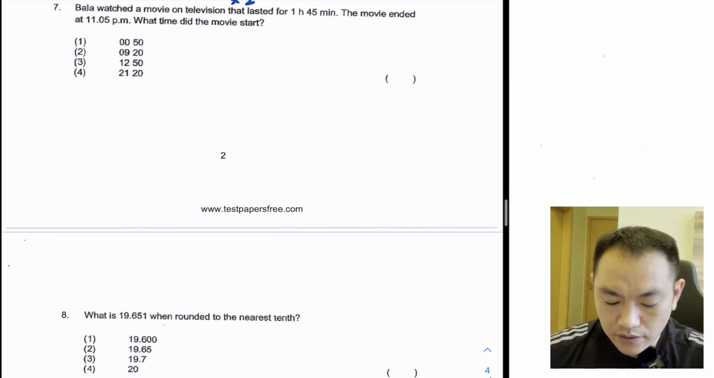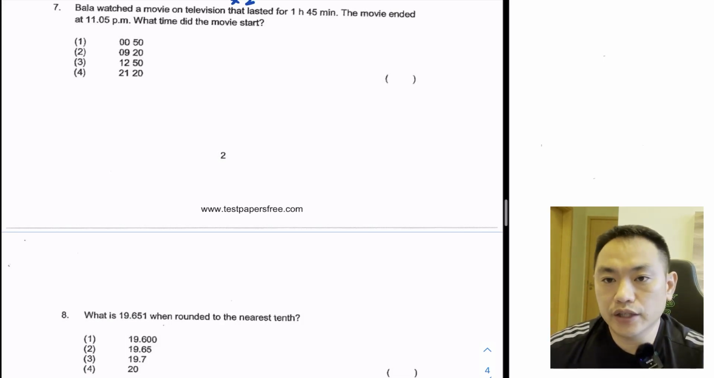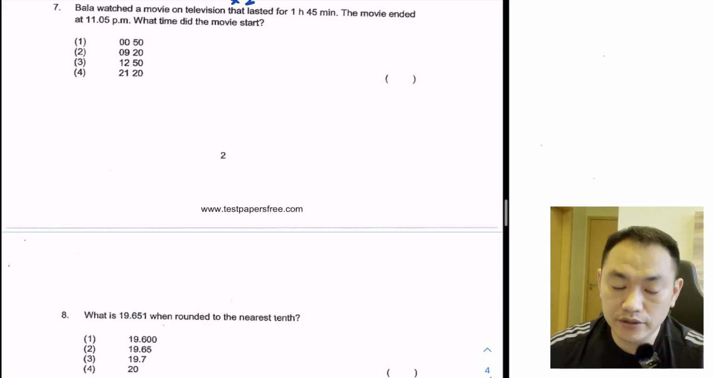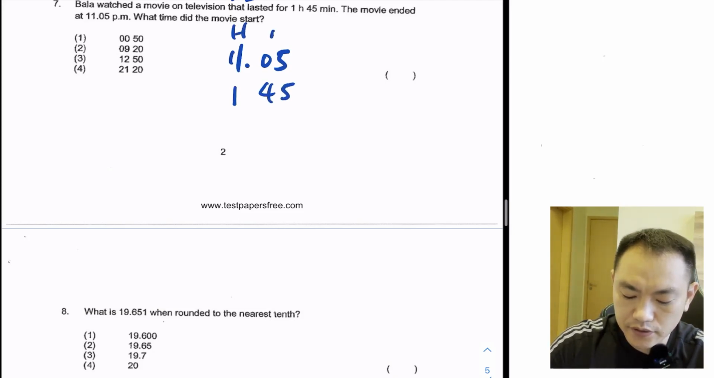Question number 7. Bella watched a movie on television that lasted for 1 hour 45 minutes. The movie ended at 11:05 p.m. What time did the movie start? Okay, so basically they already tell you the ending time, which is 11:05, and they also tell you the duration of the movie. So what you need to do is just do the calculation, but in this case it will be minus. Okay, so we take 11:05 and then minus 1:45. This is the hour, this is the minutes. Okay, so it's a simple calculation.